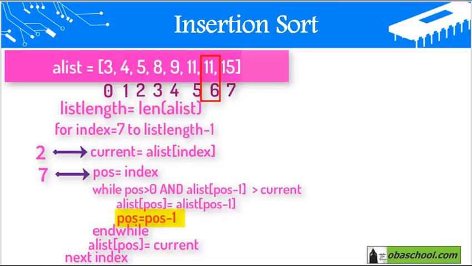And we make pose equal pose minus 1. 6 minus 1 is 5. So the new value of variable pose is 5. Now this is the new list.